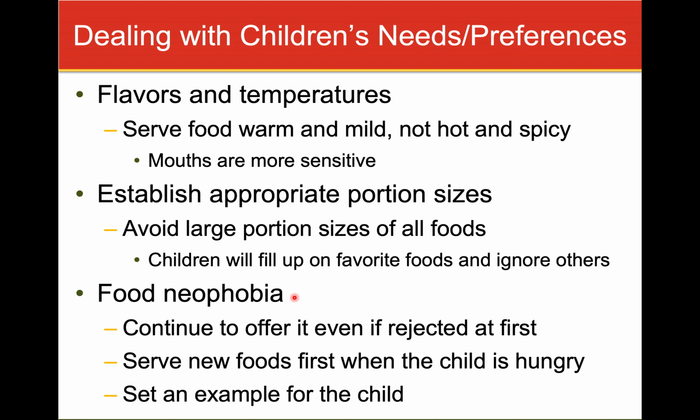Children often have what's called food neophobia, so that's a fear of new foods. And when this happens, you'll want to continue to offer it even if it is rejected at first. So if you're trying to introduce green beans into a child's diet, you give it to them once, they don't like it, and then you give it to them again. You accept that without judgment, you try to give it to them next time. And the more exposure the child has to it, the more likely they are to consume it.